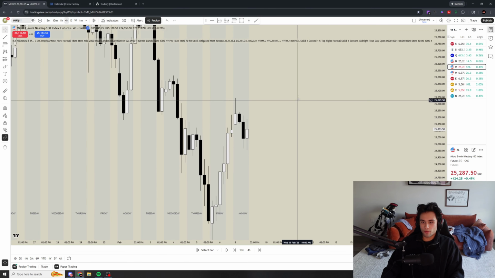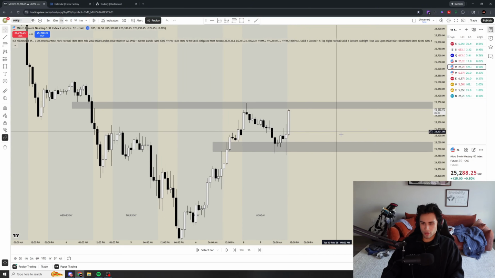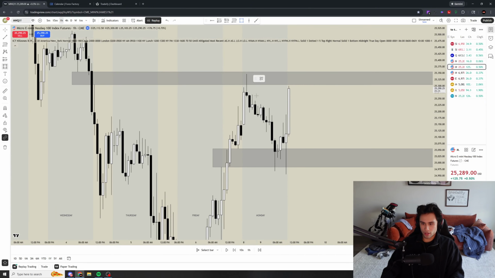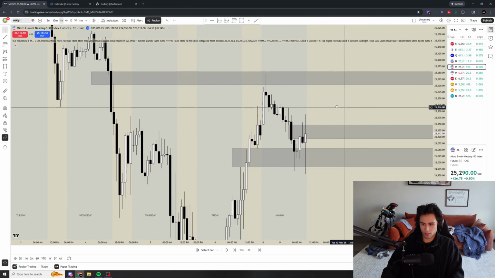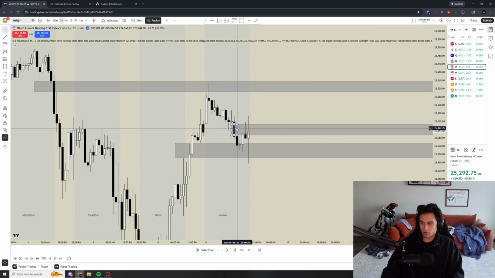So what I was looking for to first do was to mark out hourly or 4-hour fair value gaps. On the 4-hour, I marked out this right here, as well as this right here. On the hourly, I marked out this right here, and let's get rid of that candle because that actually wasn't there coming into open. But anyway, these are the 3 zones that I had marked out: this hourly right here, this 4-hour, and then this 4-hour down here.